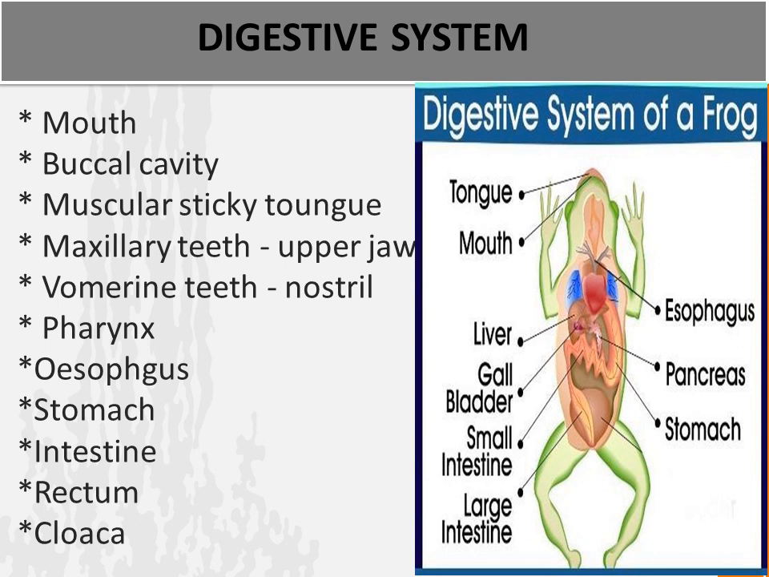At the end, the tongue is divided and forked in shape, right? And why is this tongue sticky? Because when the frog sees any insect, it protrudes its tongue outside, captures the prey, and withdraws the tongue immediately into the mouth, right? So this is the way it captures its prey.